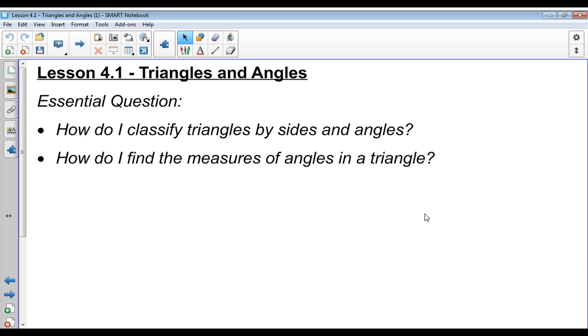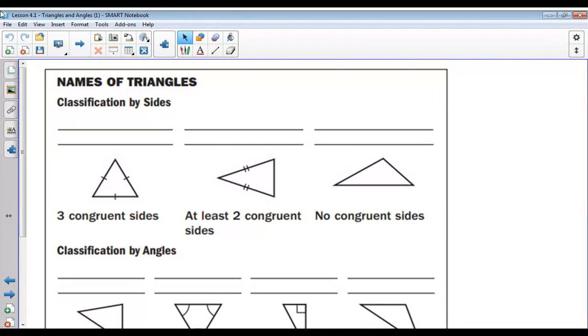Today, as we start a new unit, we're going to be starting on triangles. The two main questions you're going to be able to answer by the end of today's class are: how do you classify triangles by sides and angles? And how do I find the measures of angles in a triangle? This should seem like a review for you guys, but it's sometimes good to go over these things, especially if we get into further things with triangles.